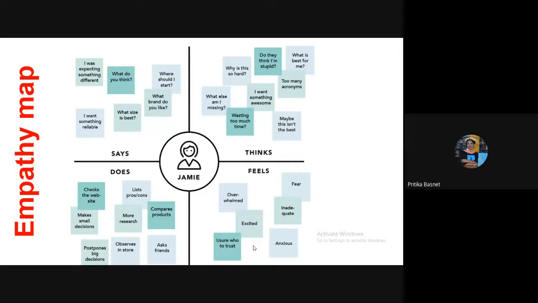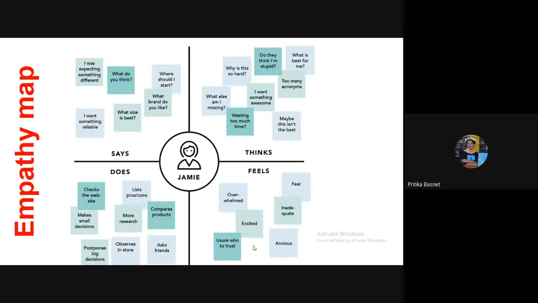It does not come in a linear phase. At first we can write in the says quadrant, or at first we can write in the think quadrant. Firstly, the says quadrant contains what the user says in the interview. Ideally, it contains verbatim what the participants actually say in their own way, and it can also be written as direct quotes.